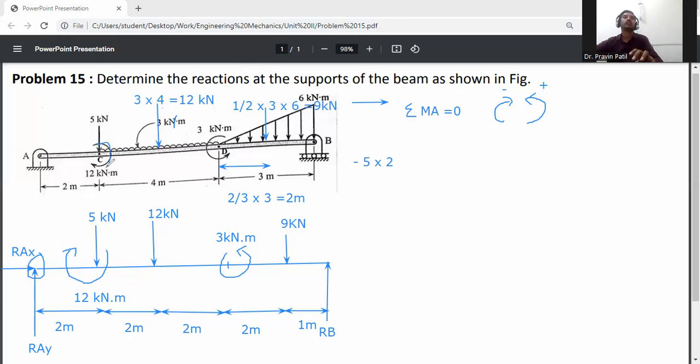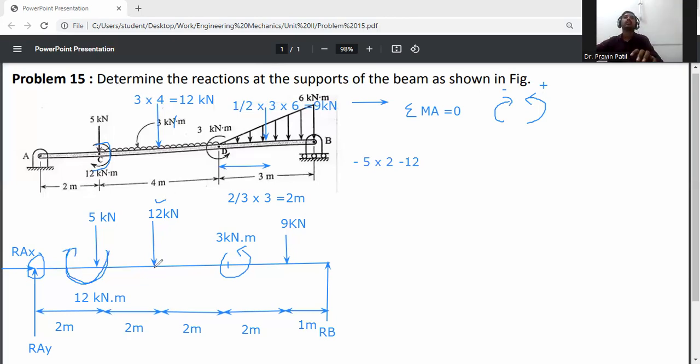The next one, this is a couple. How is this couple rotating? This one is also clockwise direction. So this couple's rotation is clockwise, and it will be written directly as minus 12. There is no perpendicular distance because it is a couple movement, so we write down directly minus 12.